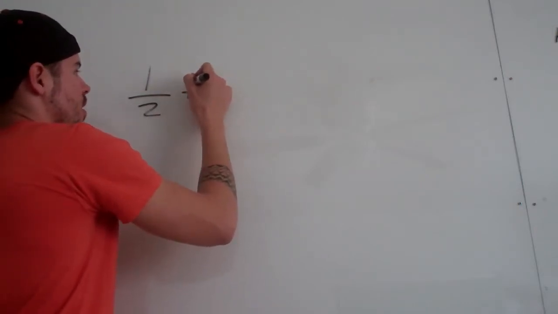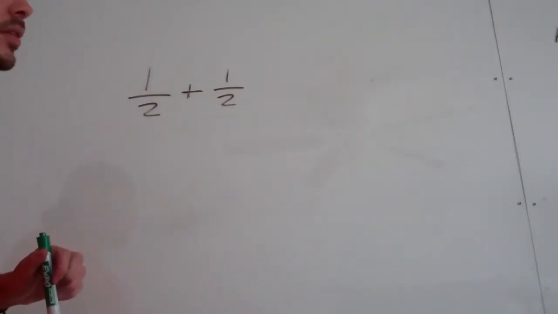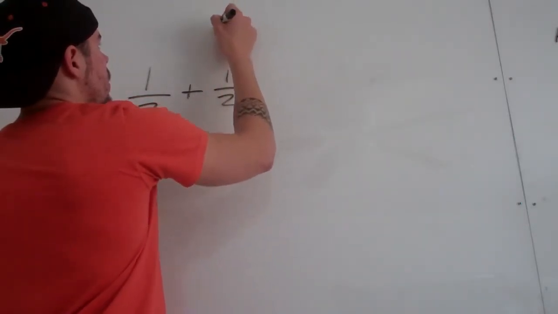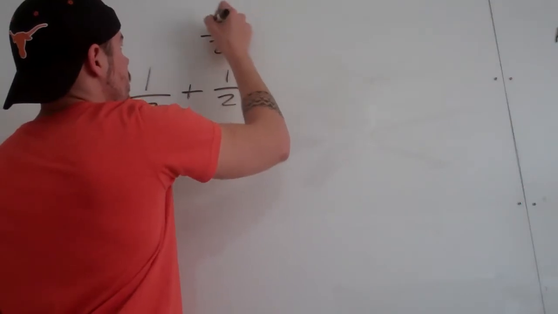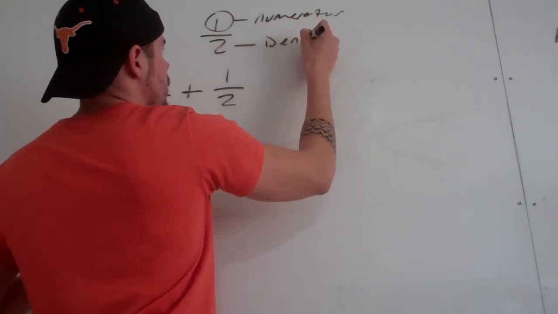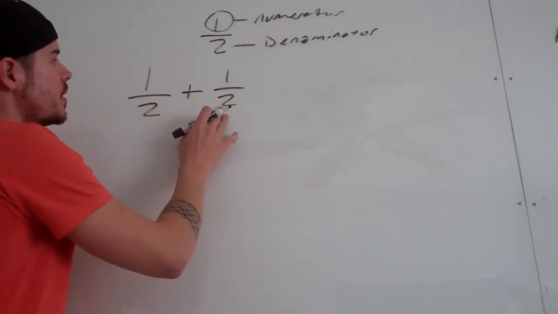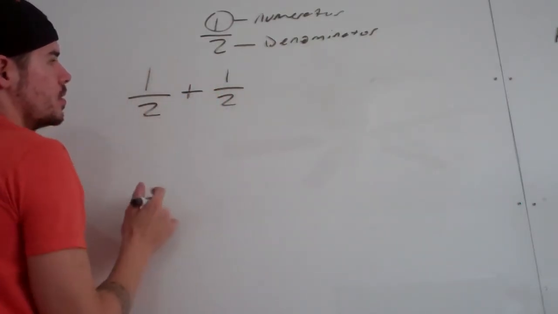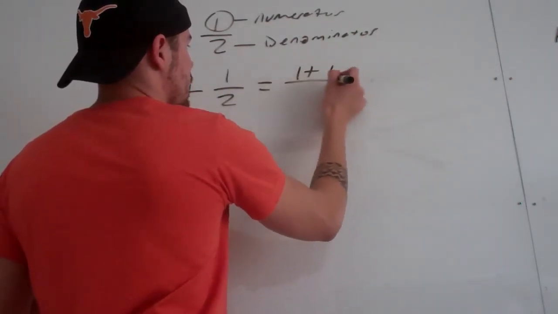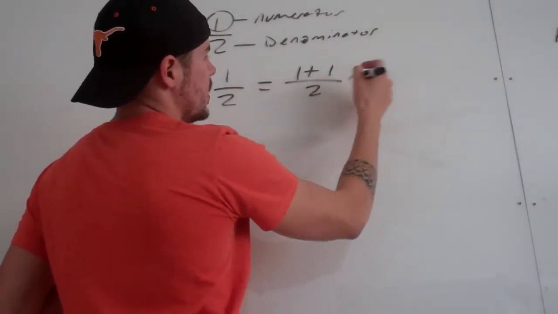Now let's say we're going to add to another fraction, 1 over 2. Let me write this down really quick, by the way. This is the numerator, and this is the denominator. Now, if you have the same denominator, then you can add the top directly. Or we can rewrite it to better understand it as 1 plus 1 divided by 2, because it's the same denominator. And then we could just take the top, 1 plus 1, and add it.